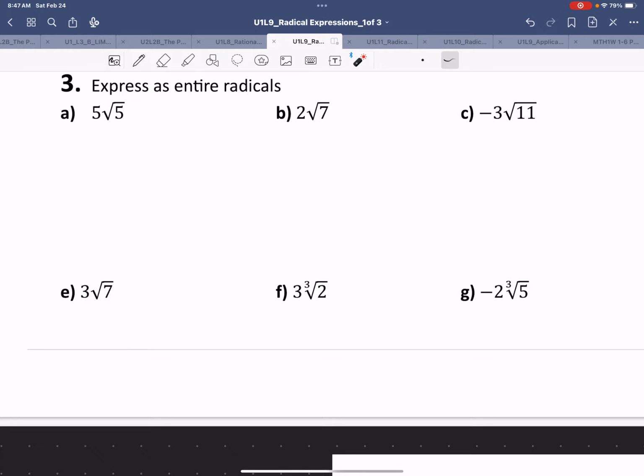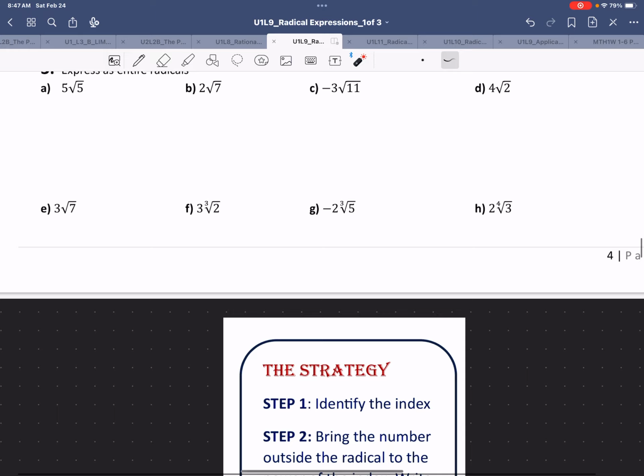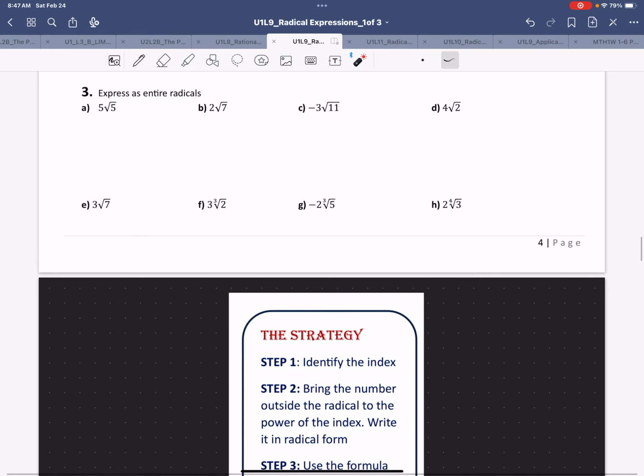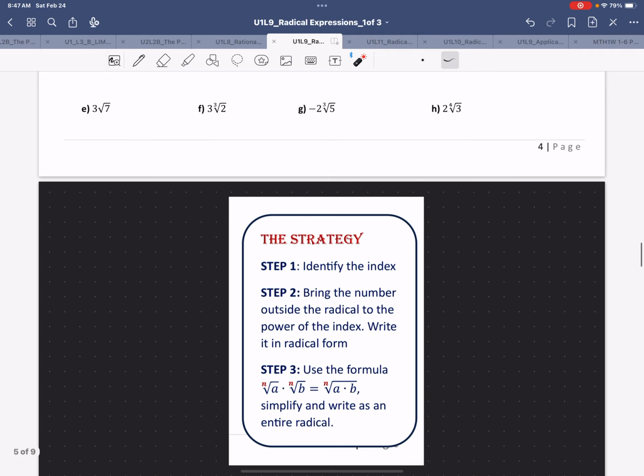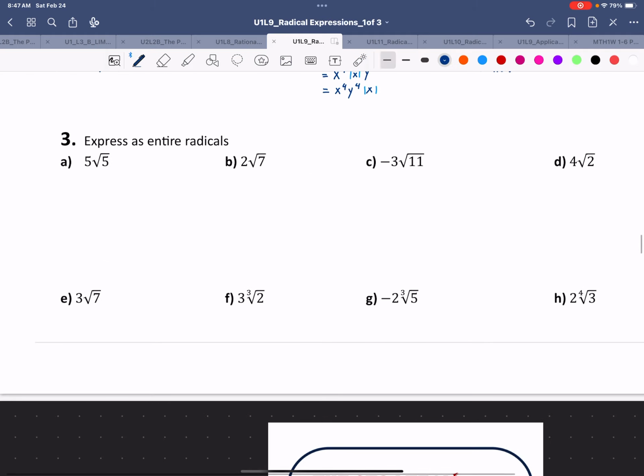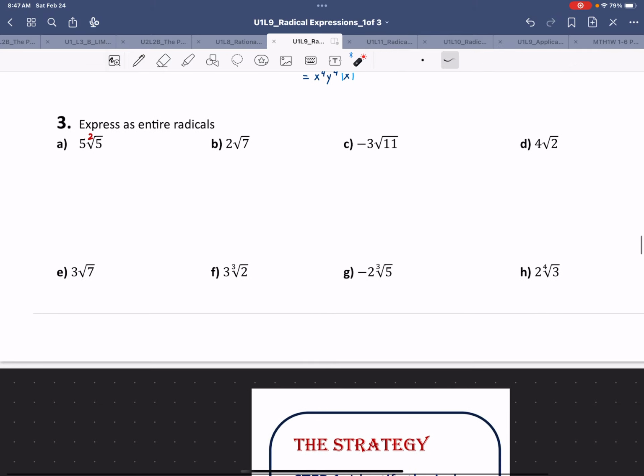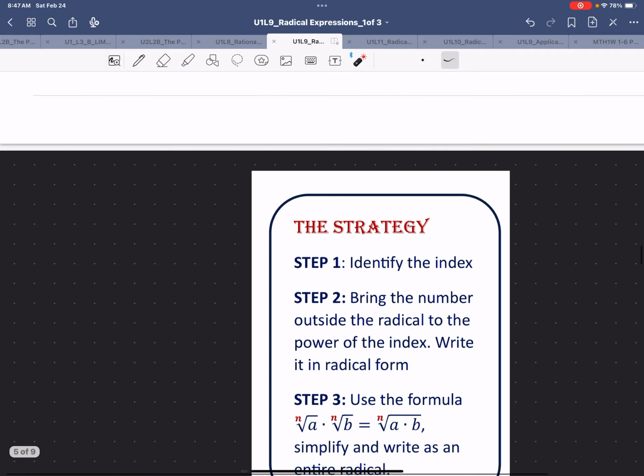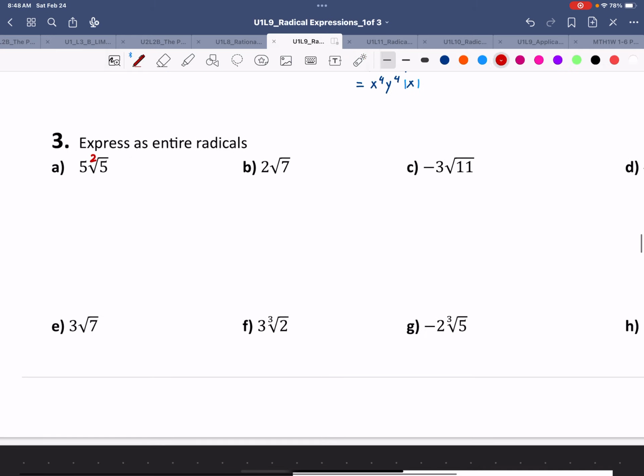We have discussed the strategy of how to convert mixed into entire radicals in class, so if you want to, you can go back to the lesson. I brought them back in here so we can refresh our memory. Step number 1 would be to identify the index. The index in our case here is equal to 2. The reason why we want to identify the index is because we want to bring the regular term inside the radical of the same index. So step number 2, we're going to bring the number outside the radical to the power of index. That's how we'll be able to bring the regular term inside the radical.